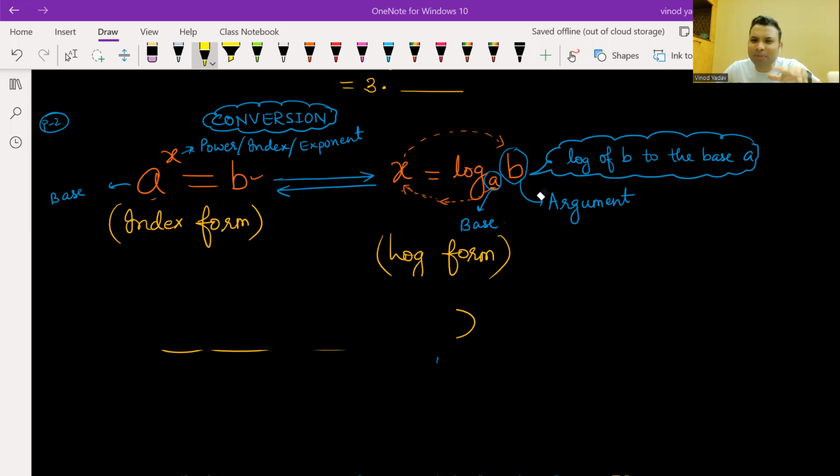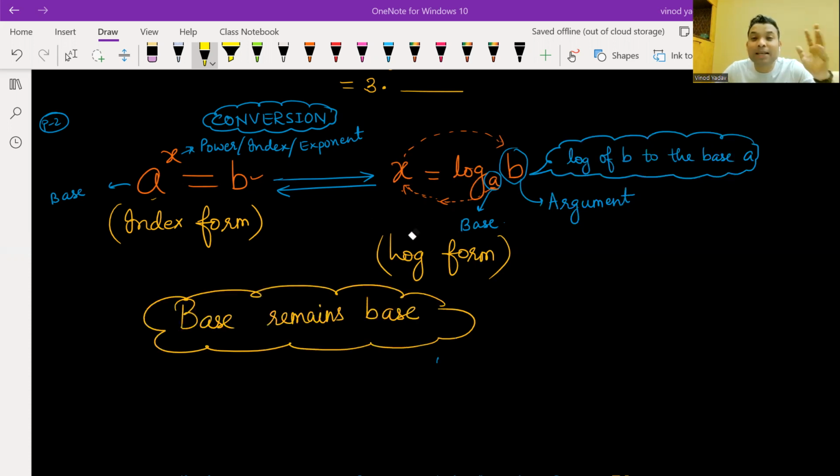Cool. How should I remember this conversion comfortably? One thing will not change. What? Base. Did you see the base in the case of index form? In case of index form, the base was a only. In case of log form also, the base is the same, a. Base doesn't change. Base remains base.